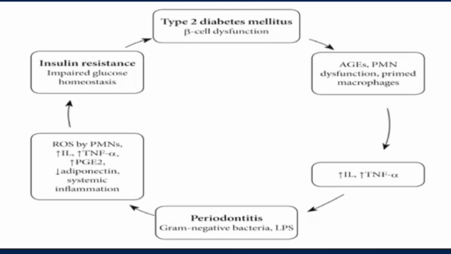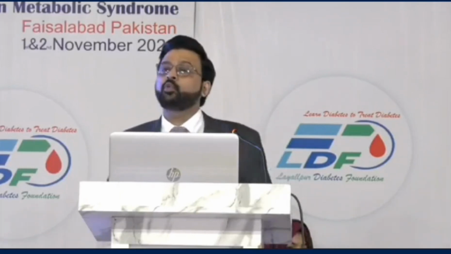And in periodontitis, the major bacteria are gram-negative bacteria with a specific tool of endotoxins that lead to reactive oxygen species, increase in interleukin 1, TNF alpha, increase in prostaglandin E2, decrease in adiponectin, and systemic inflammation. All these changes ultimately result in insulin resistance, impaired glucose homeostasis, which results in type 2 diabetes.